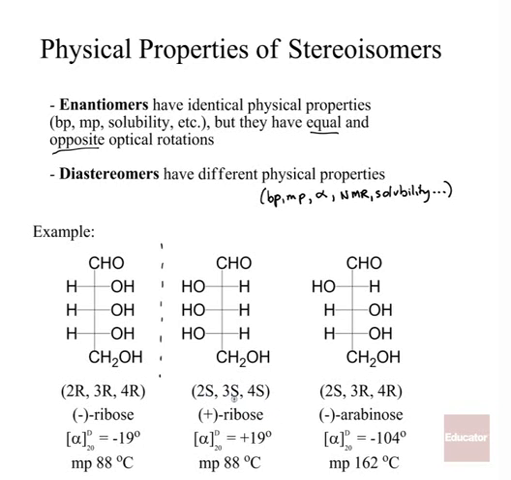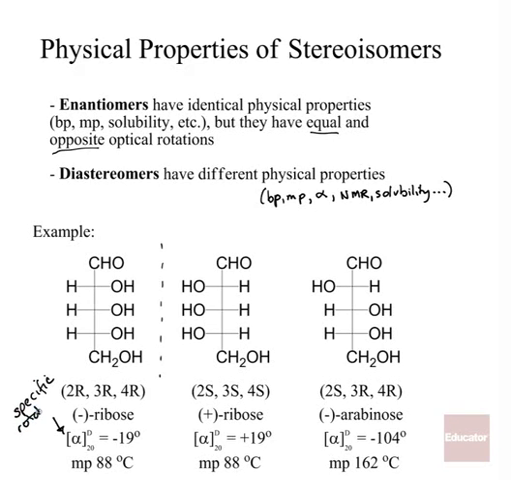So this will be 2S, 3S, 4S. Or in short, we could just call this plus ribose. Because when the optical rotation is measured, sometimes this is called the specific rotation.